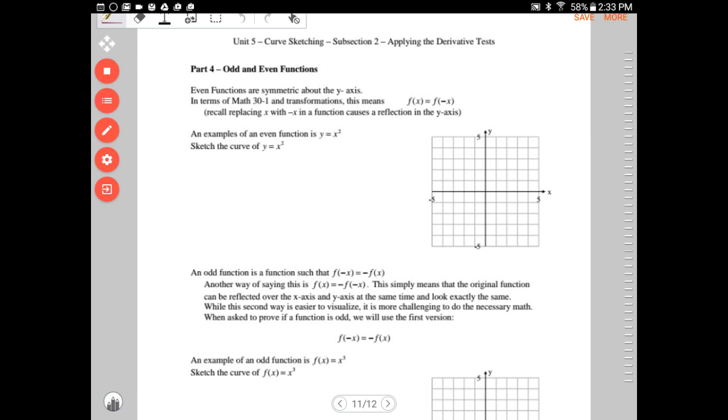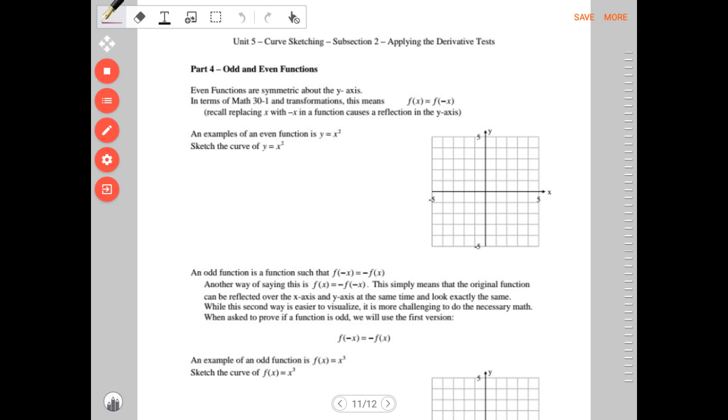Part 4. Odd and even functions. Even functions are symmetric about the y-axis. In terms of Math 30-1 and transformations, this means that f of x equals f of negative x. Remember, replacing x with a negative x in a function causes a reflection in the y-axis. Examples of an even function are something like y equals x squared.